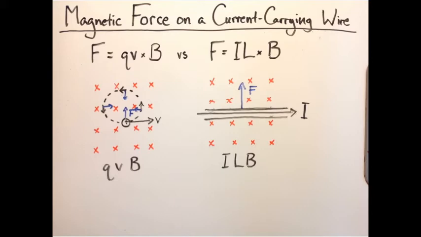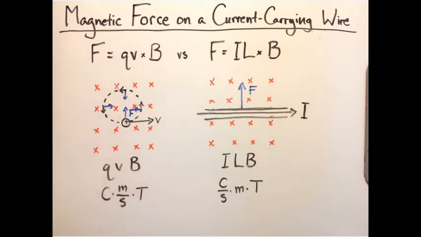So I want to show real quick that actually the units for both of these equations are fundamentally the same. For QV cross B, charge is measured in coulombs, V is measured in meters per second, and B is, of course, measured in Teslas. Don't worry about how exactly that equals newtons, because that would require us to talk about what a Tesla actually is, and we're not going to get into that in this video. All I really want to show is how QV cross B and IL cross B are the same thing.